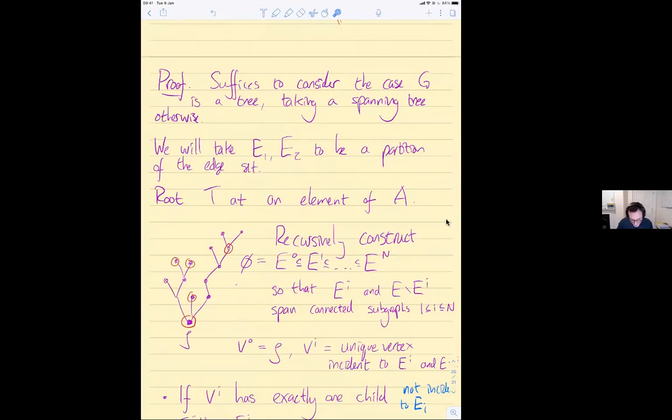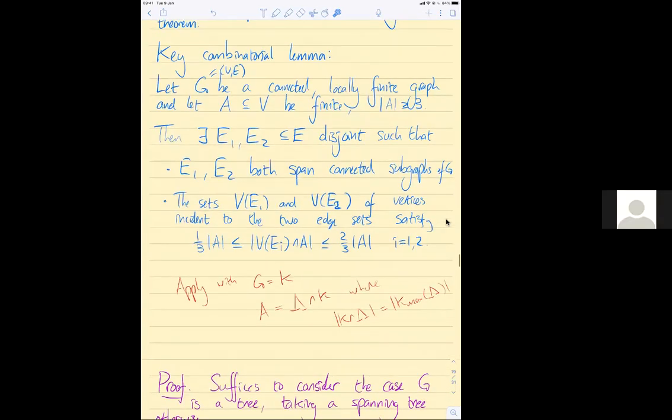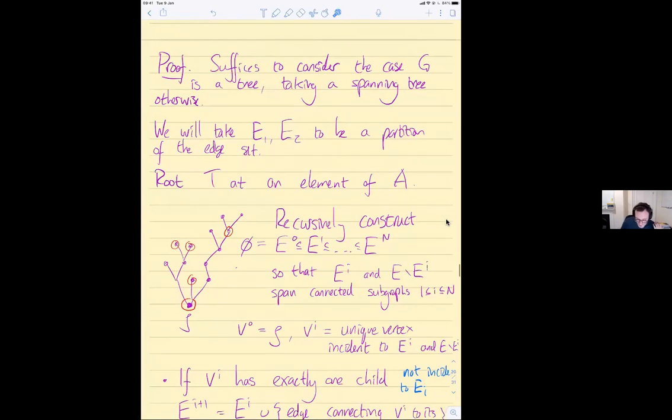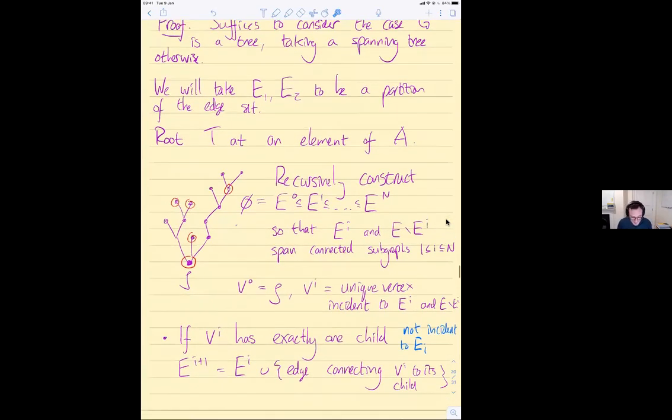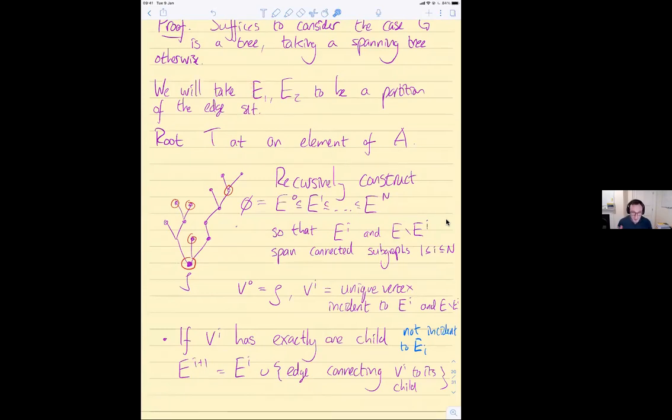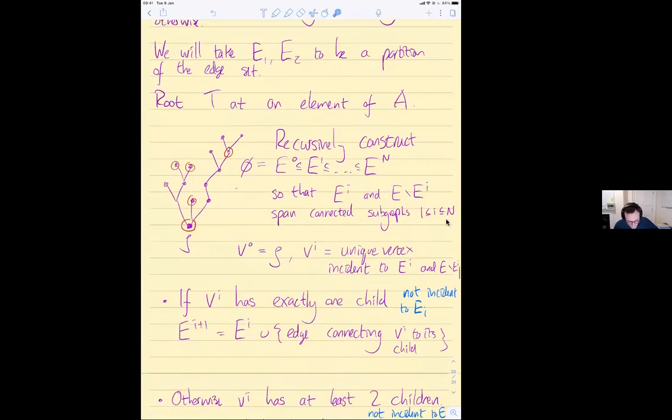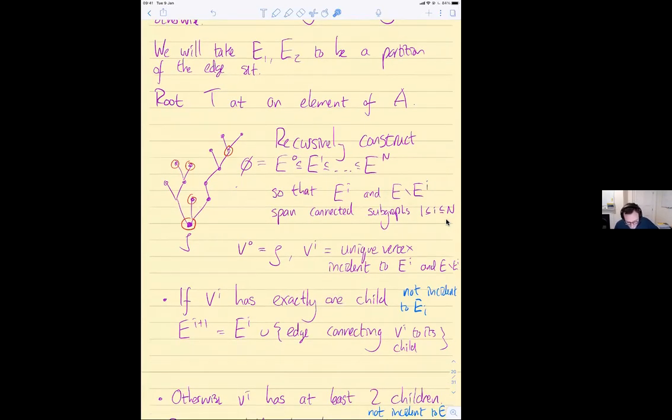So again, what we want to do is split the edge set into 2 disjoint sets that both span connected subgraphs, and they have a good intersection with this set A. Okay, so we can always consider the case that the graph is a tree, because if not, let's just start by taking a spanning tree. And in this case, we'll take these 2 sets to form a partition of the edge set of the tree. So here's what we do. Let's root the tree at an element of A.